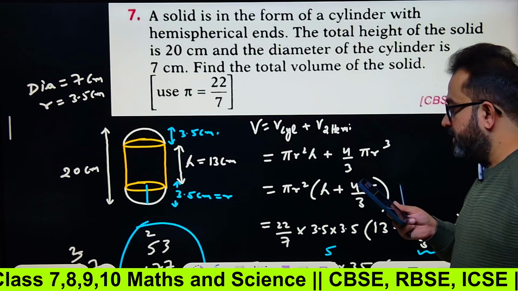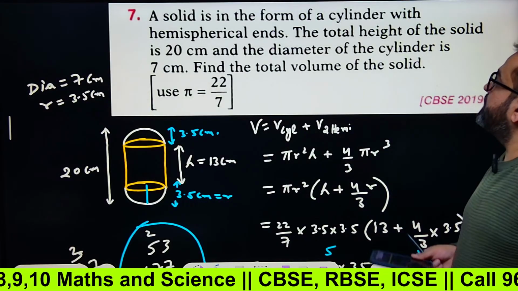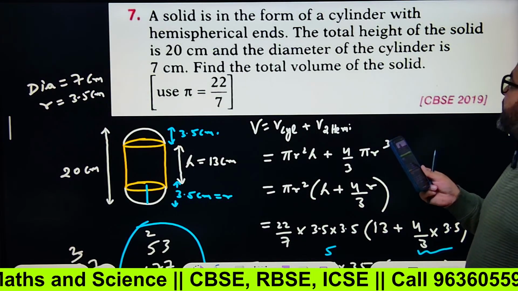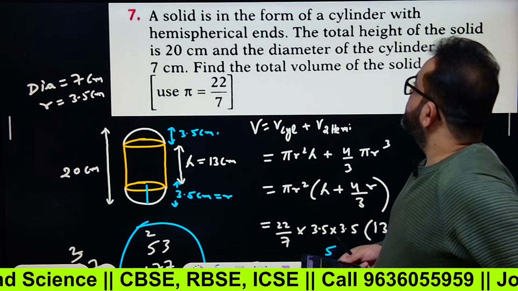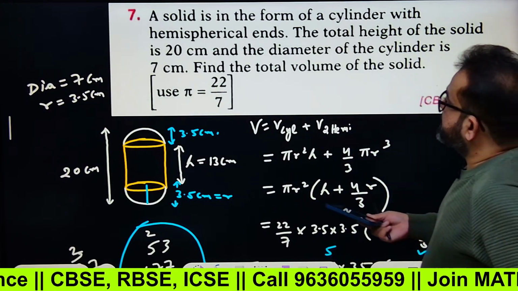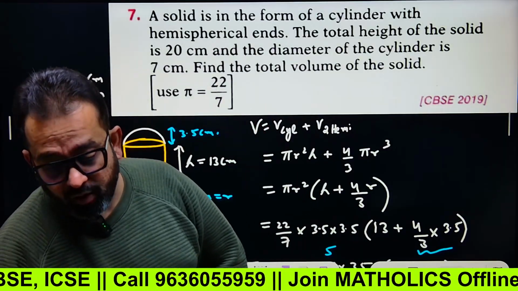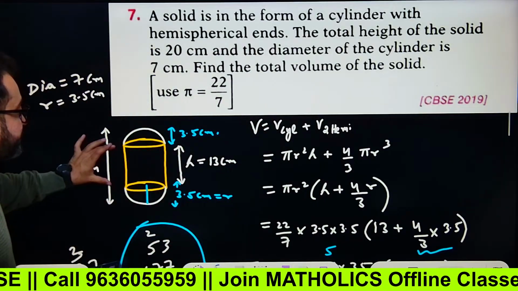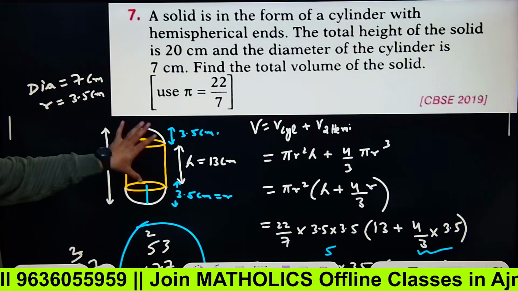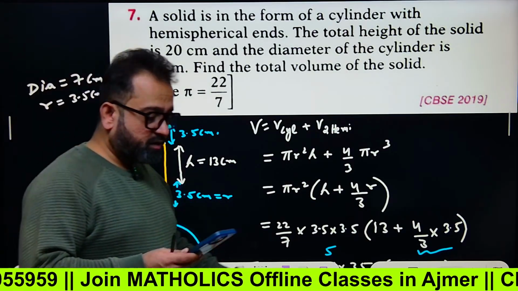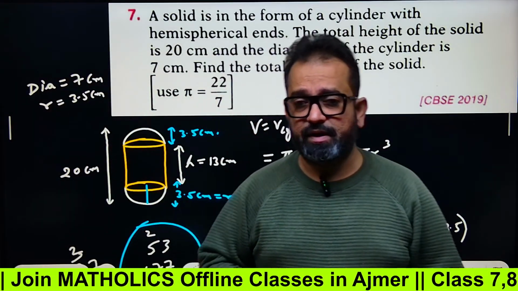Need not to worry. A solid is in the form of a cylinder with hemispherical ends. The total height of the solid is this, and the diameter of the cylinder is 7 centimeter. Find the total volume of the solid. How to find the total volume? Just add the volume of the cylinder with the volume of both of these hemispheres. If any one of you have calculated the answer, kindly comment.